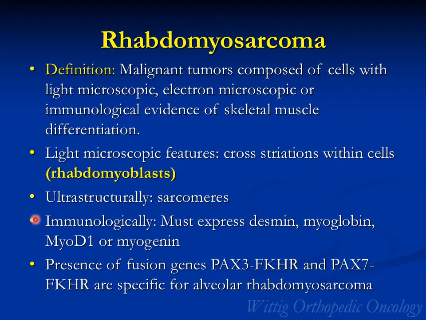Immunologically, they must express desmin, which is a skeletal muscle marker, myoglobin, MyoD1, and myogenin. You may have the presence of fusion genes PAX3-FKHR and PAX7-FKHR, which are specific for alveolar rhabdomyosarcoma.